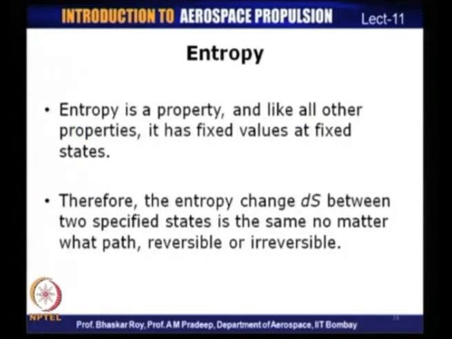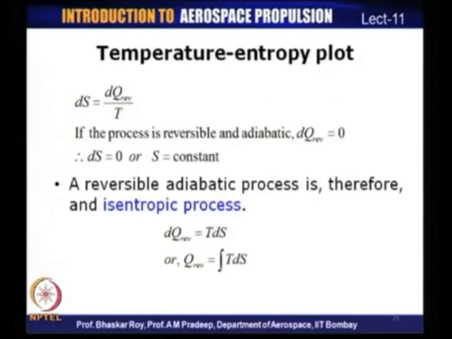Now, entropy, as we have already seen, is a property, and like all other properties, it has fixed values at fixed states. Therefore, the entropy change between two specified states is the same irrespective of what path is taken, whether it is reversible or irreversible and so on. So, entropy basically depends upon the end states because it is a property of the system. Now, we have already seen that for a reversible process, dS, that is the change in entropy, is equal to dq reversible by T.